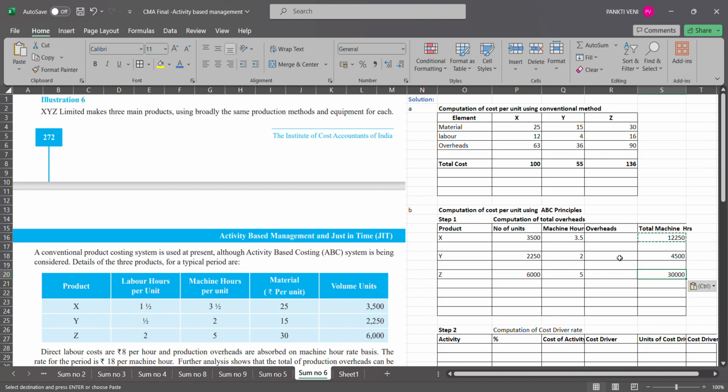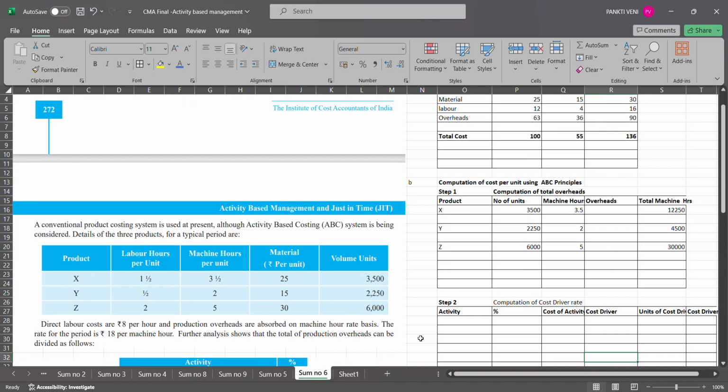Now what else do I want? I want the total machine hour related cost. That's my overheads. How will I calculate that? They have given me 18 rupees per hour. So for 12,250 hours, I'll multiply this into 18. So what will happen here is I'll get my total hours and my total cost.